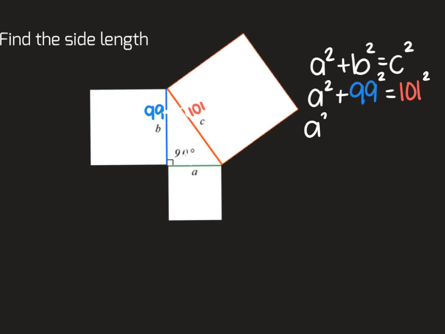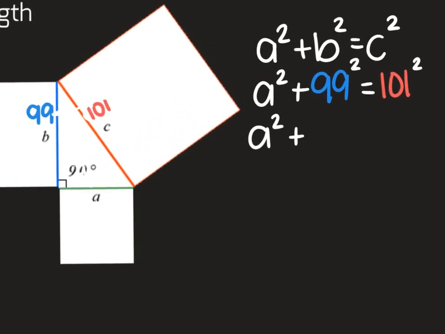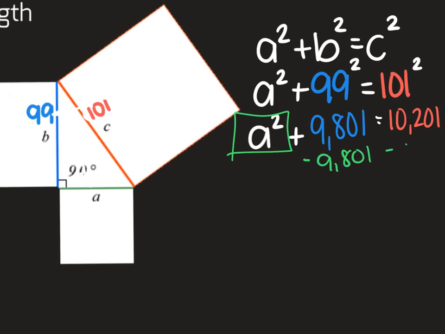Awesome. So now we're just doing some math. 99 times 99 is 9,801. 101 times 101 is 10,201. Great, we have all of these sides, but we need to get a squared by itself. So in order to do that, we're going to subtract 9,801 from both sides. All right, and we find out that a squared equals 400.